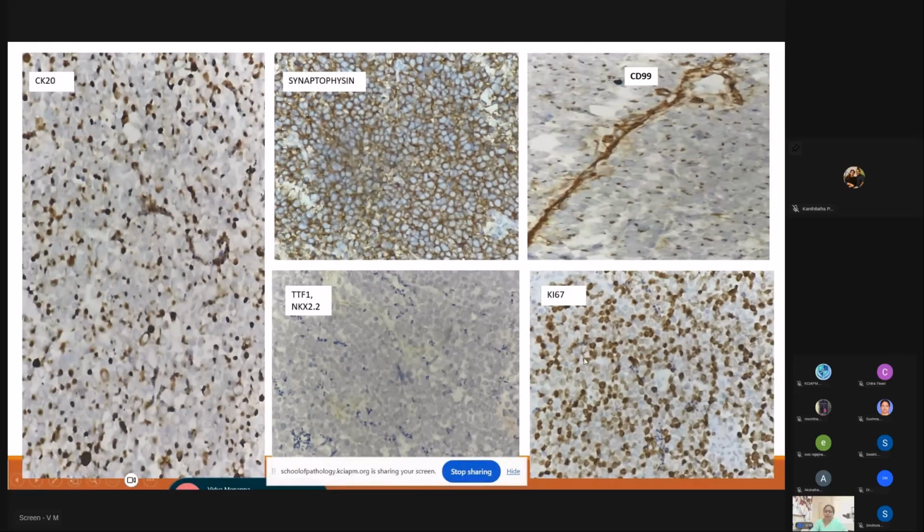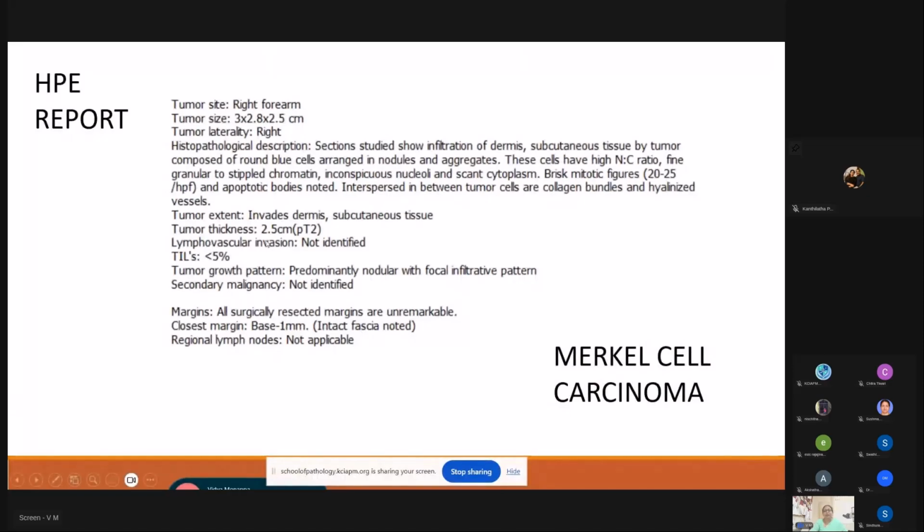Ki67 was high, almost 40%. We did certain other markers to rule out other possibilities. Even a Desmin was performed, which was negative, just to rule out the possibility of an RMS, because that was also in the differential diagnosis. This rules out even a desmoplastic small round cell tumor. TTF1: as we know, small cell carcinomas of the lung, and also extrapulmonary sites to a large extent, express TTF1. And a PET CT was also performed, which did not show any lung lesion. NKX2.2 was negative. So, based on all these findings, a final diagnosis of Merkel cell carcinoma was made.